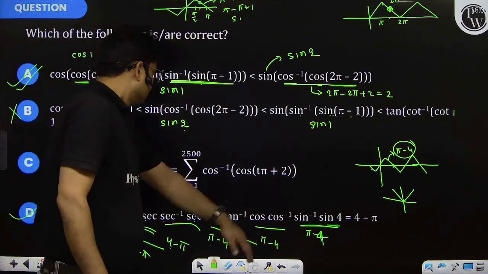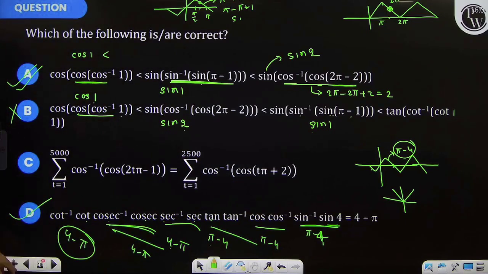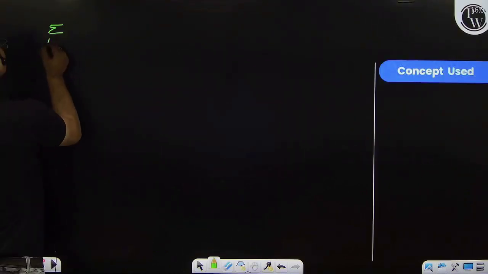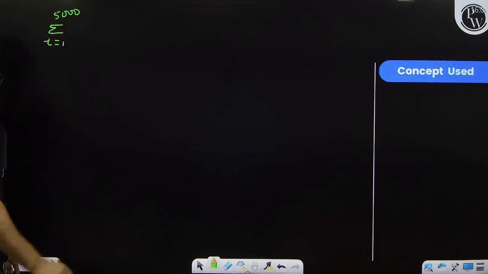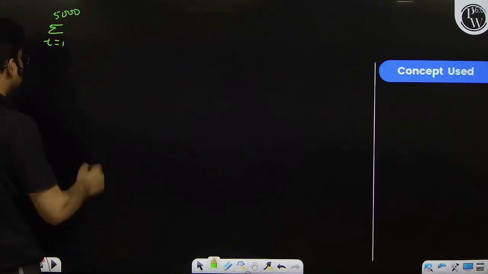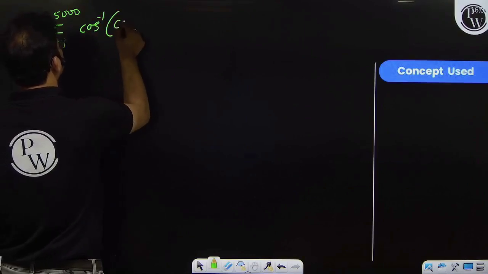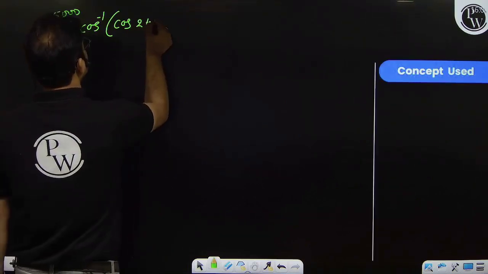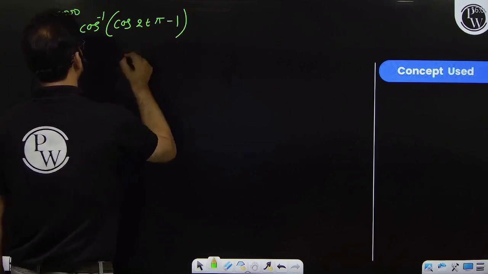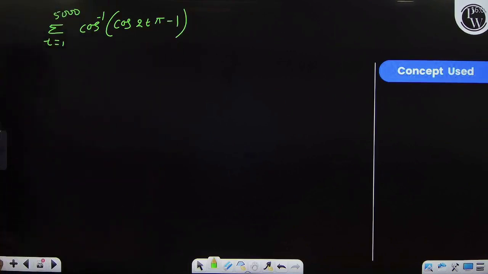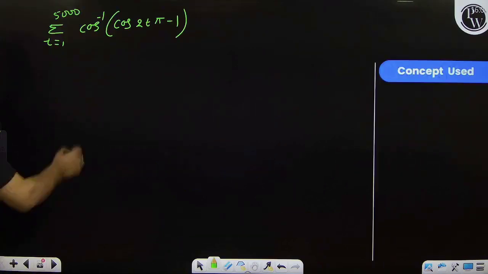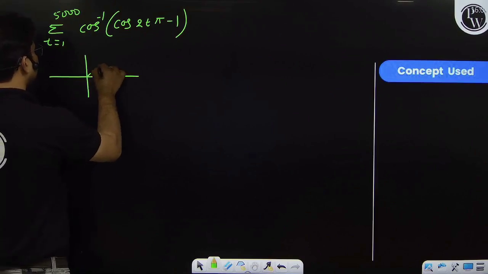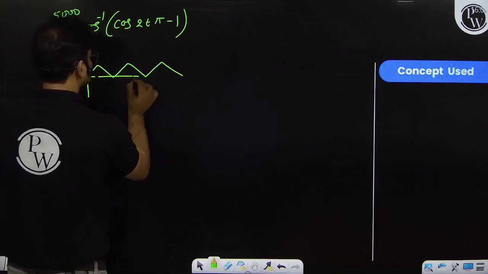So now option C, we are going to check option C here. Sigma t equal to 1 to 5000, cos inverse cos of 2t pi minus 1. Come to the point. This is your question. This is your graph of cos inverse cos x.